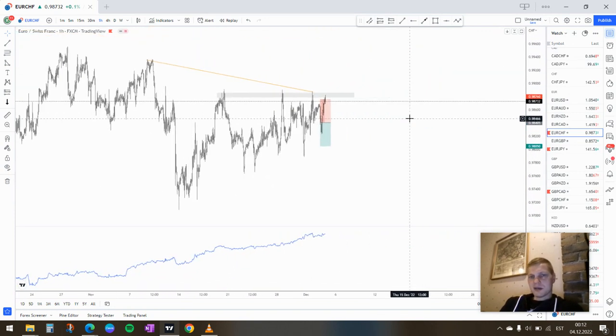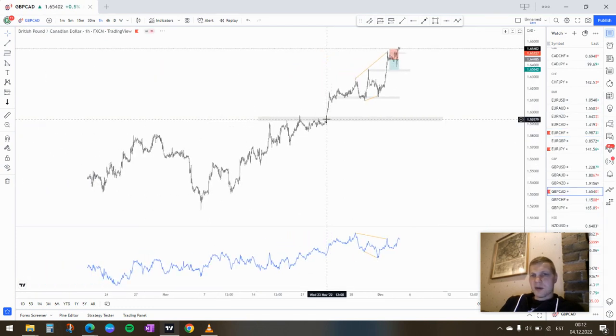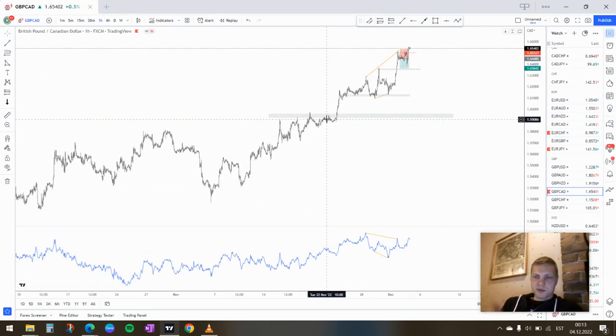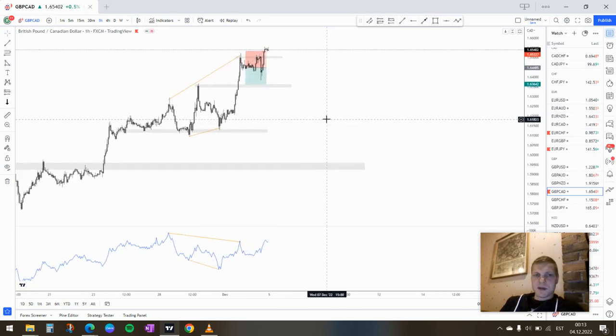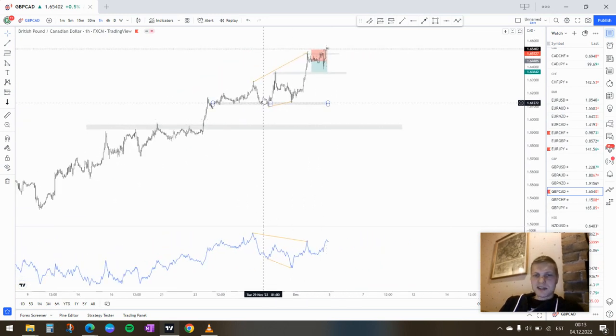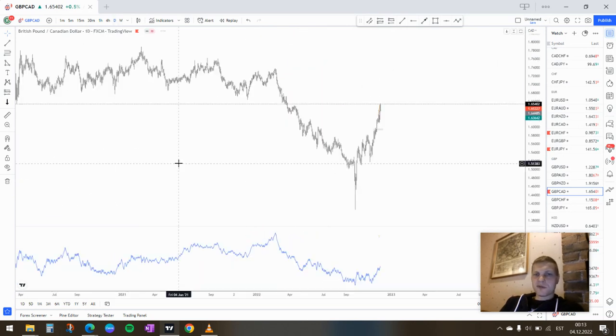But one thing I would do differently with this trade and with the GBP CAD as the last trade. Well, this was a stupid trade. This was a bad trading decision because yes, there's divergence, but there's no zone. There's no zone to trade off from.